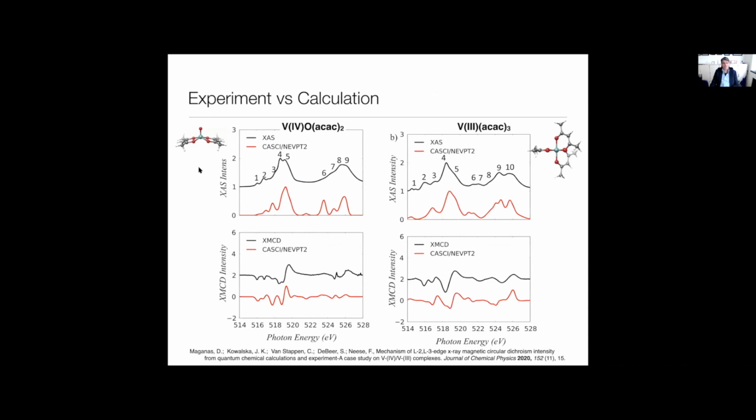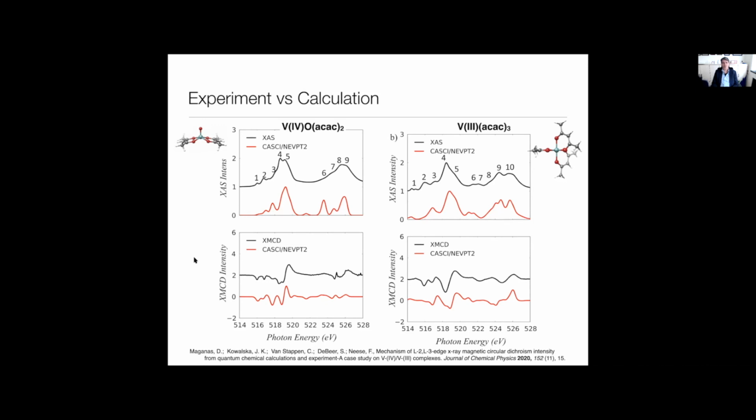And we have studied here a number of vanadium acac complexes. That is an oxo-vanadium acac2, a vanadium 4 complex, and that is a vanadium 3 complex, V(acac)3. And so we can calculate both the XAS and the XMCD from, in this case, NEVPT2 calculations, and you hopefully agree with me that the agreement between theory and experiment is quite nice.